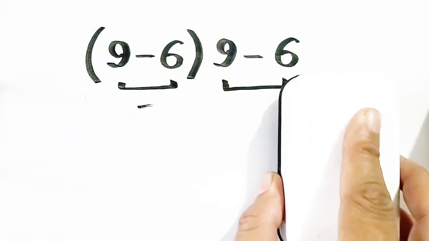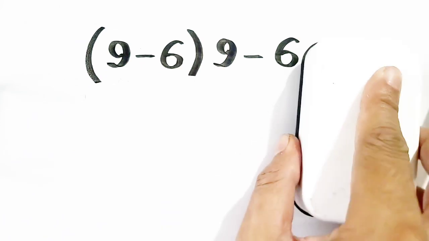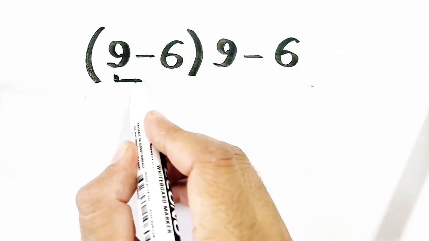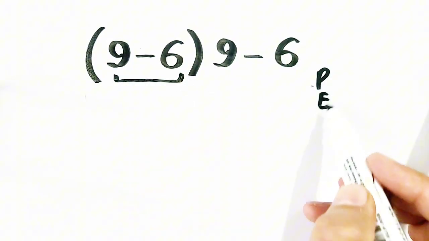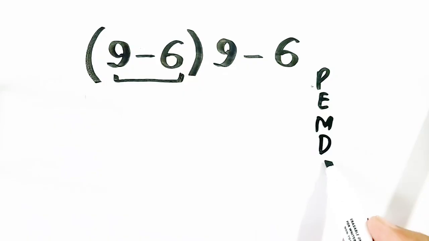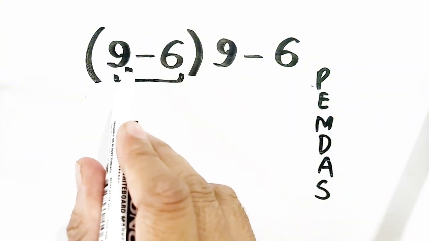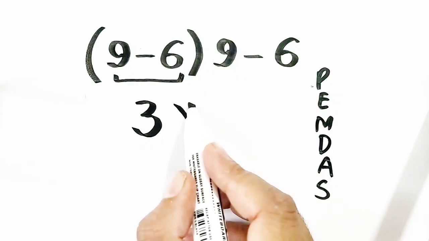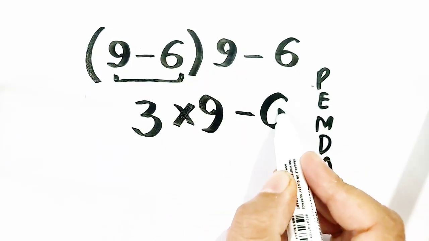So I have to solve it again by obeying the order of operations. First of all, we have to solve the parenthesis according to the PEMDAS rule: parenthesis, exponent, multiplication, division, addition, subtraction. So 9 minus 6 is in the parenthesis, so it will be equal to 3 times (9 minus 6).